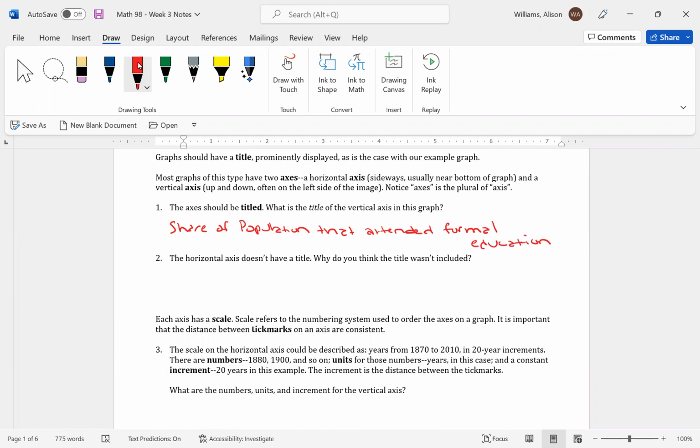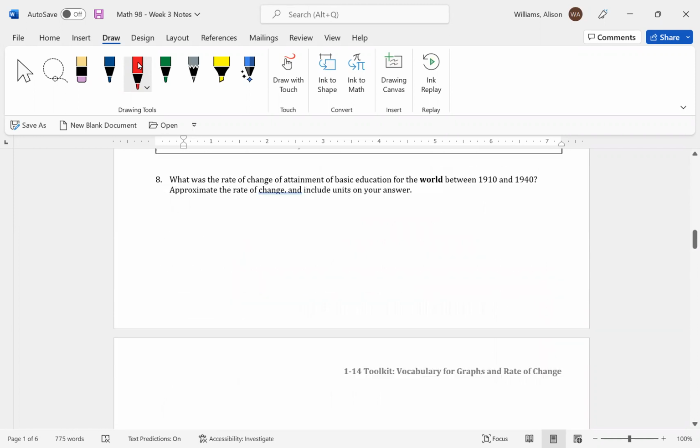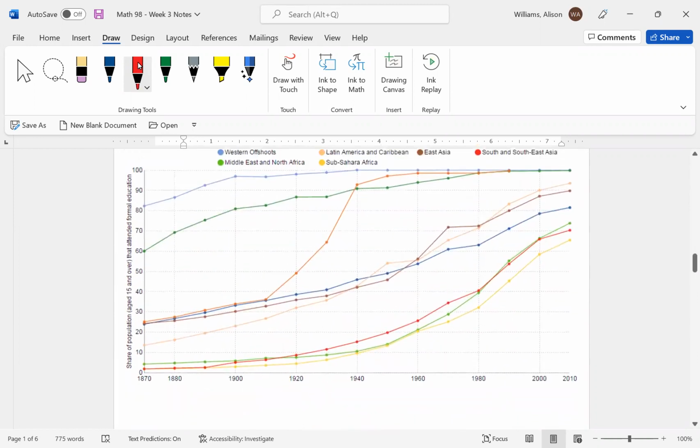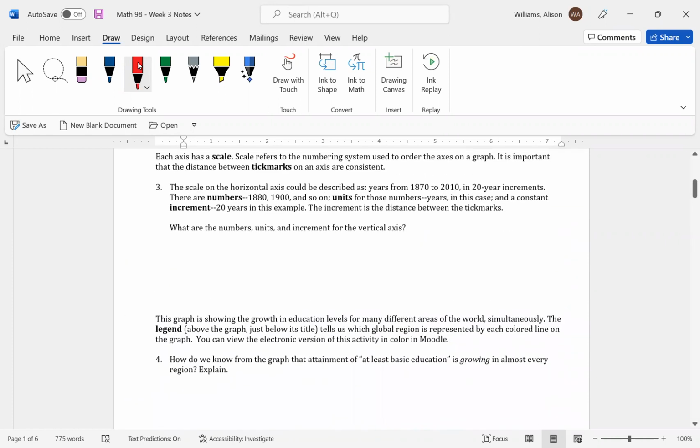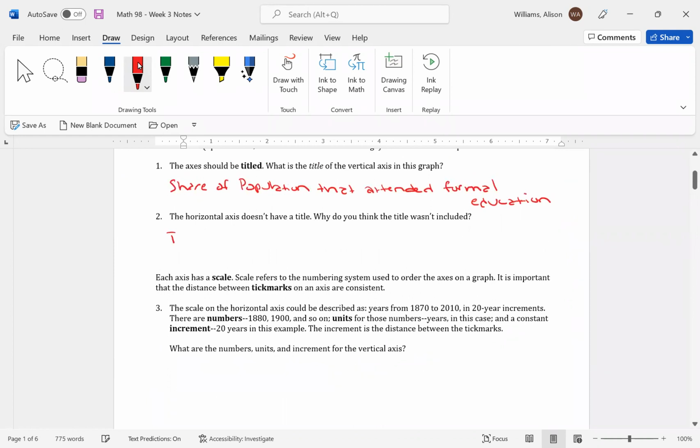Okay. The horizontal axis doesn't have a title. Why do you think a title wasn't included? Let's take a peek. Sure enough, there's no title under there, but it's very clear that they're talking about years. They mention that in the title of the graph, right at the top, population having attained at least basic education by region 1870 to 2010. So they mentioned that it's by date. Since it's said in the title, and it's really easy and obvious that that's what the x-axis is in this particular problem, it was mentioned in the title of the graph.